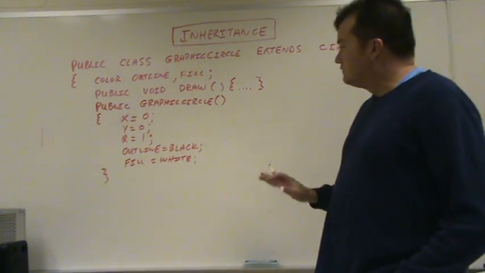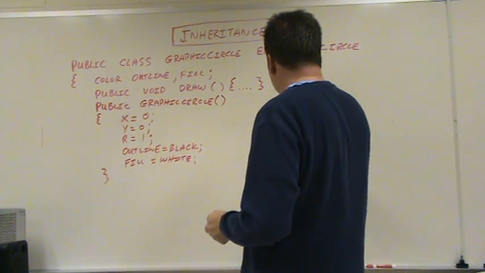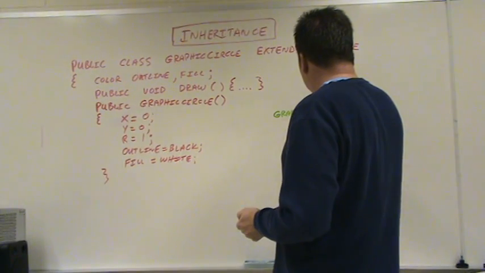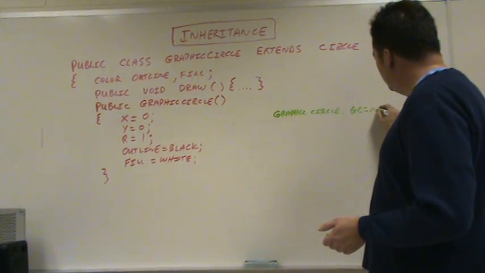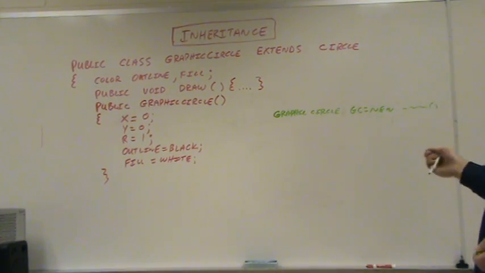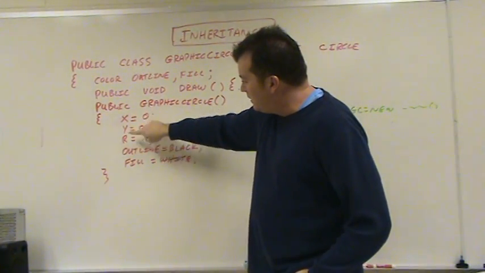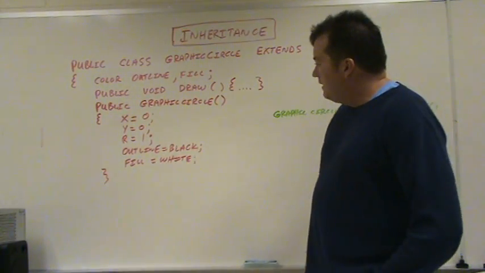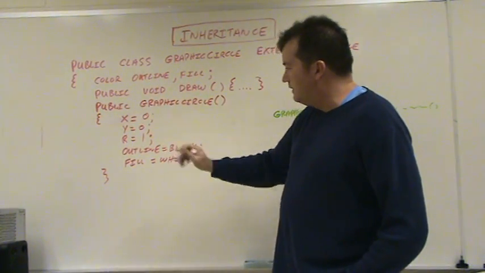So if somebody ever had, before, GraphicCircle gc equals new GraphicCircle, and ended it with no parameters, this method will be called automatically. Since we have gotten the fields x, y, and r from Circle, even though we don't see them here, they're there. The new fields that we've added are the outline and the fill, and now we've filled in all the fields with default values.